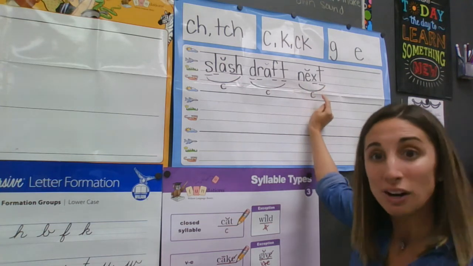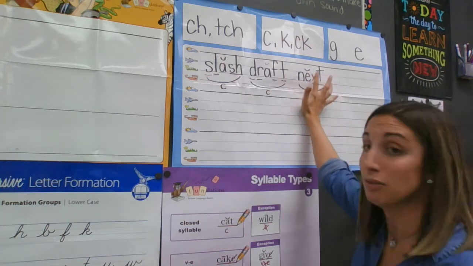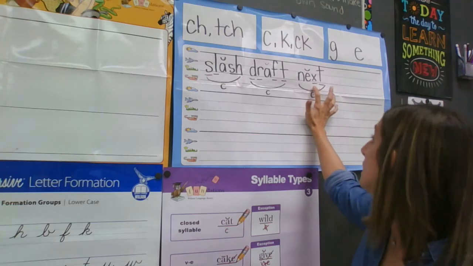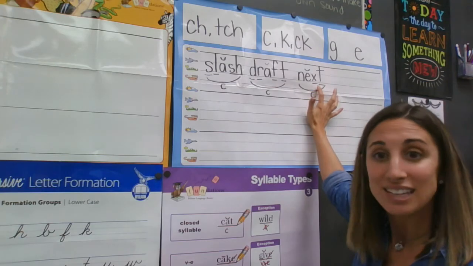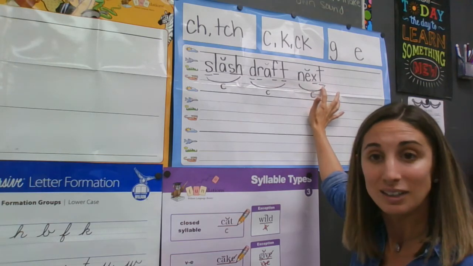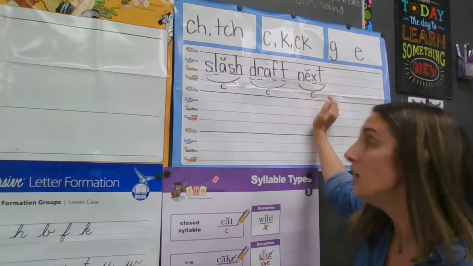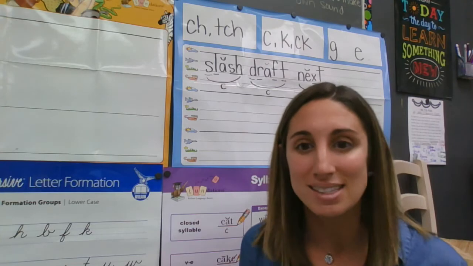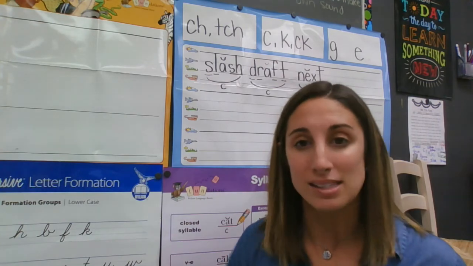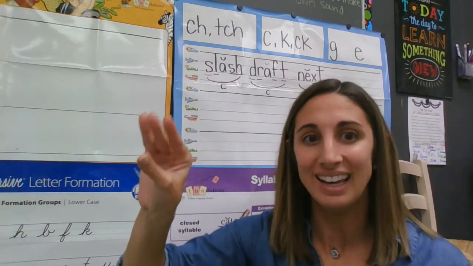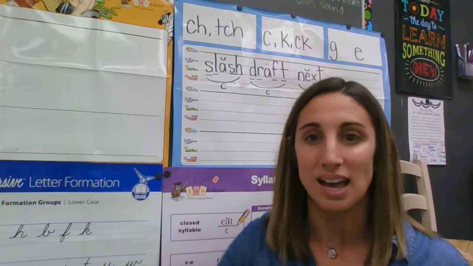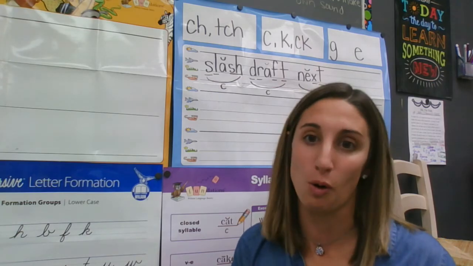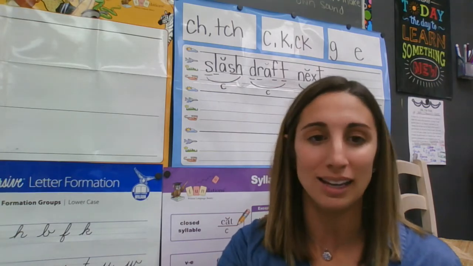N-E-X-T. And when you mark next, did you put the breve? Did you put the underlines under the blend at the end? XT blend. Good. And it is a closed syllable. All right, scooch over to your number 4. Here's your word. Mix. Say it. Mix. Tap it. Mix. I had to mix the batter in the bowl. Go ahead and write it and mark it.